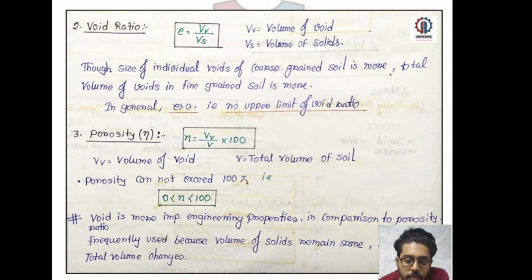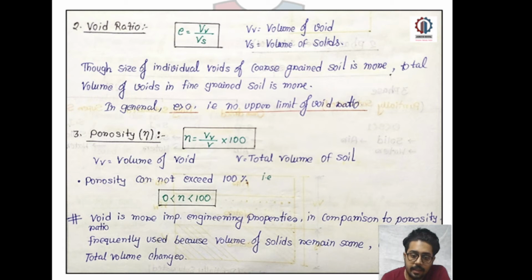Why? It is frequently used because volume of solid remains the same whereas total volume changes. If you take a particular volume of soil, the volume of solid should be the same, but the total volume can change if you compress the soil or if the volume of water increases. So the volume of solid remains constant, but the total volume cannot remain constant because the volume of void can change.